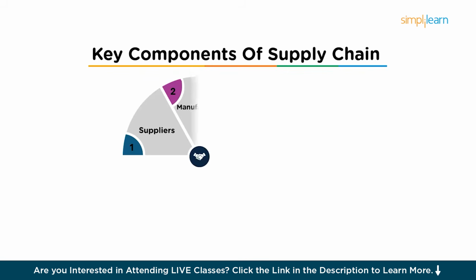The second comes manufacturers. Manufacturers take the raw materials and components supplied and transform them into finished goods through various production processes. This involves activities such as assembly, machining, quality control, and packaging. Manufacturers play a critical role in adding value by converting inputs into products that meet customer specifications and quality standards.